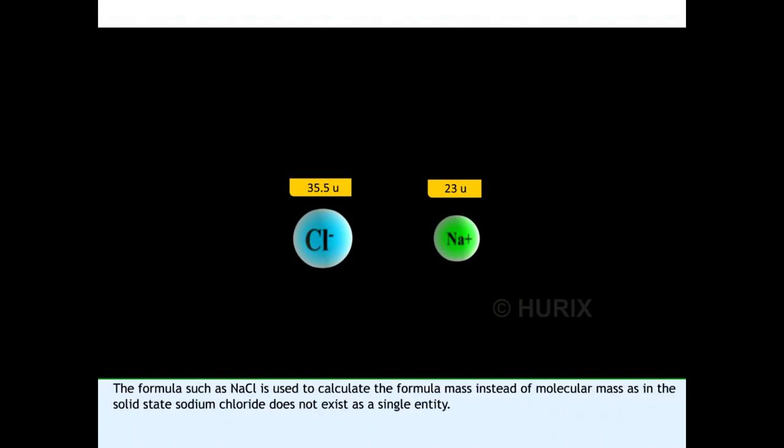The formula, such as NaCl, is used to calculate the formula mass instead of molecular mass, as in the solid state sodium chloride does not exist as a single entity. Thus, the formula mass of sodium chloride, NaCl, equals the atomic mass of sodium, Na, plus the atomic mass of chlorine, Cl, equals 23.0 u plus 35.5 u equals 58.5 u.